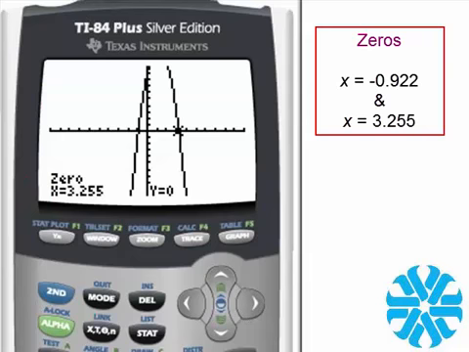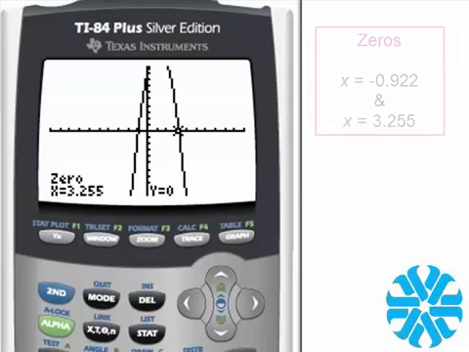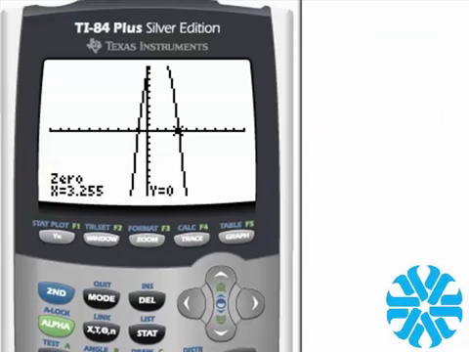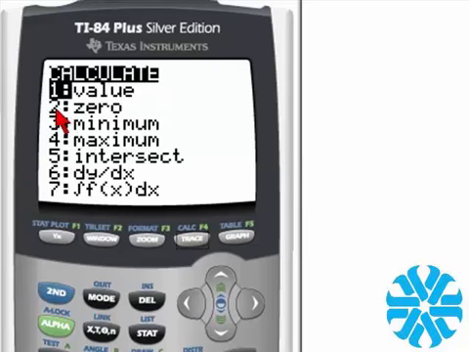Now let's go ahead and illustrate what happens when we don't have a sign change. So let's go back to CALC, and we want to find the 0.